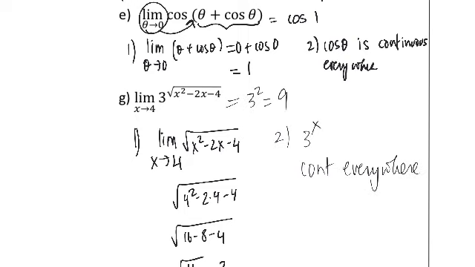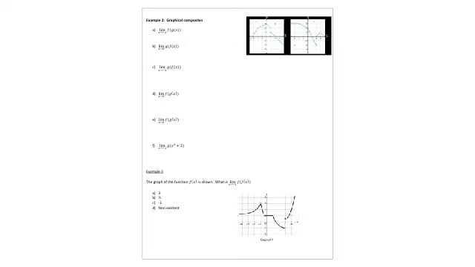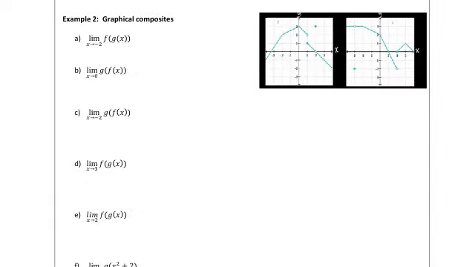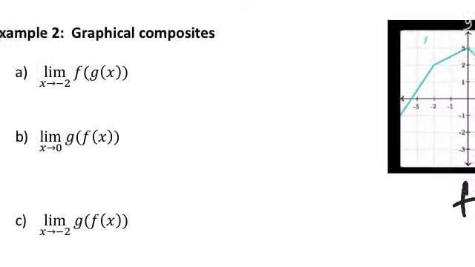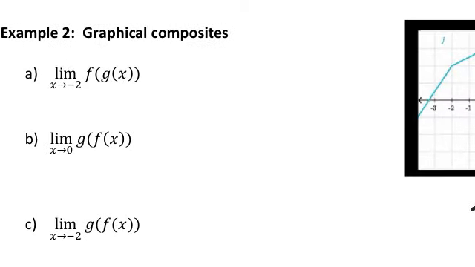Now let's move on to some graph problems. So graph problems. Let's see. So here we have two graphs. Oops, this one is F and this one is G. So first of all, again, a lot of composite limits, right? But we're going to look at the graph to get the answer. So let's see here, again, asking ourselves the same two questions.